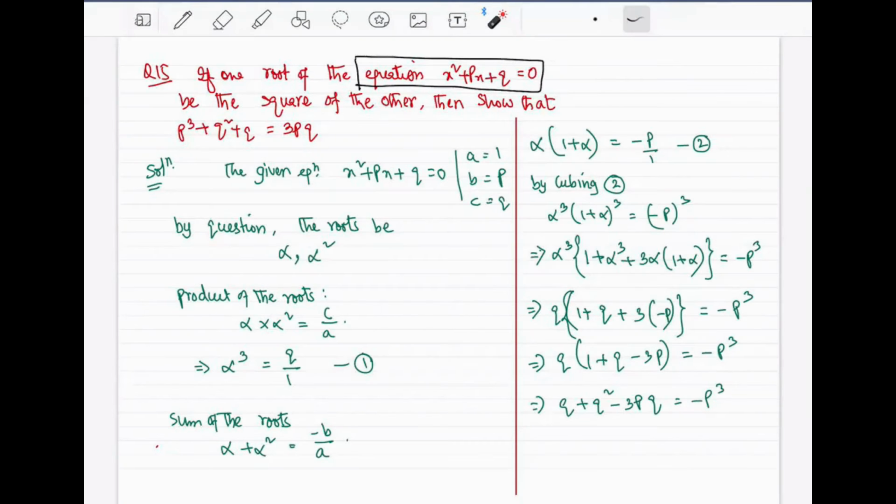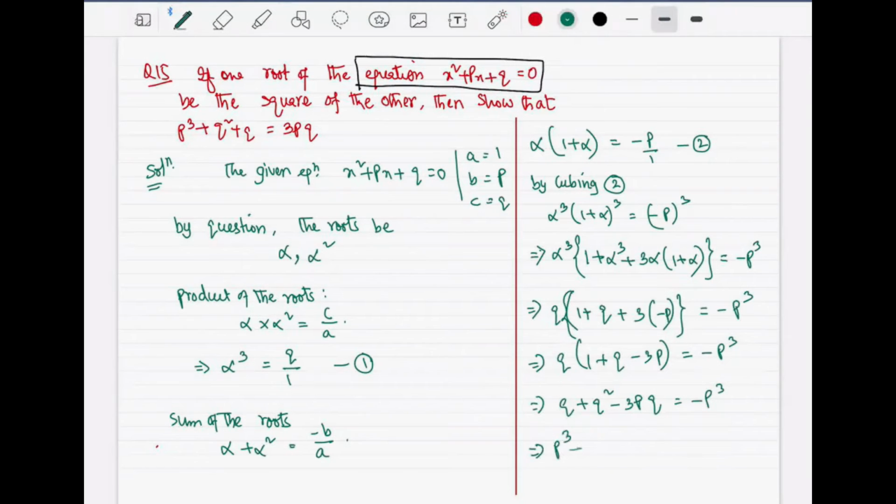Do we have all the terms? Look, p cube, okay, we have here. Q square, we have here also. Q, we have here also. 3pq, we have here also. Only thing is the position for 3pq and minus pq, they are interchanged. Okay, do a little bit of transposition. Take this to the other side, bring this to this side. Minus p cube, if I bring it here, it will turn into plus p cube, right?